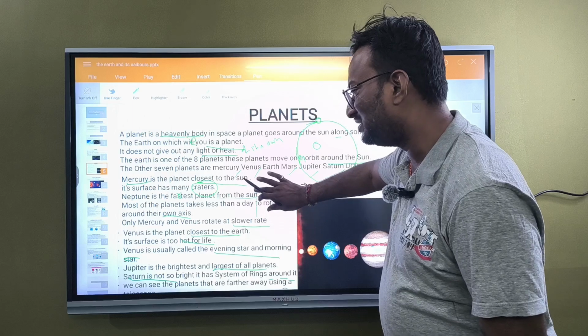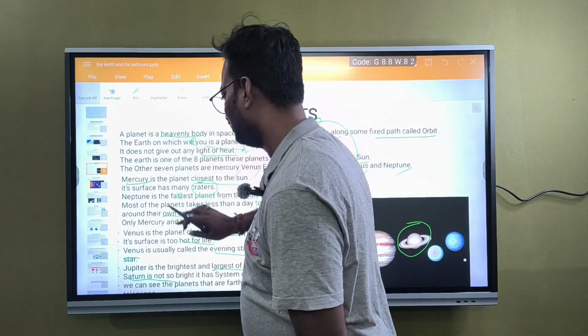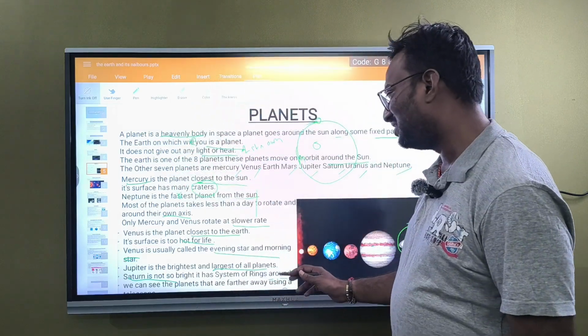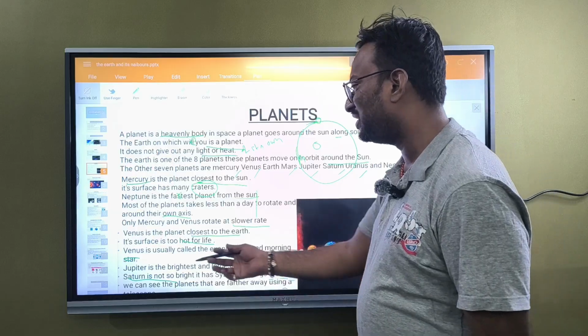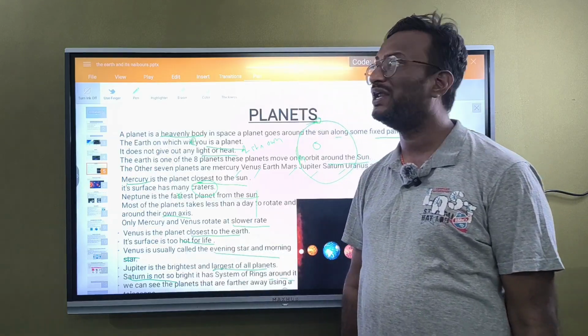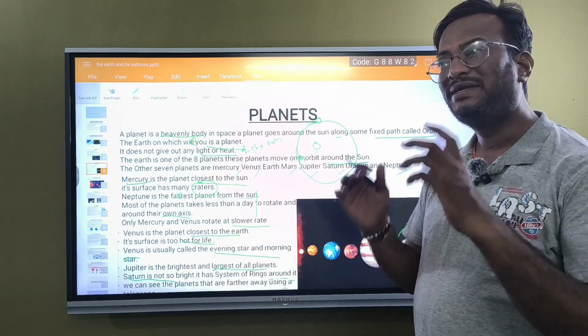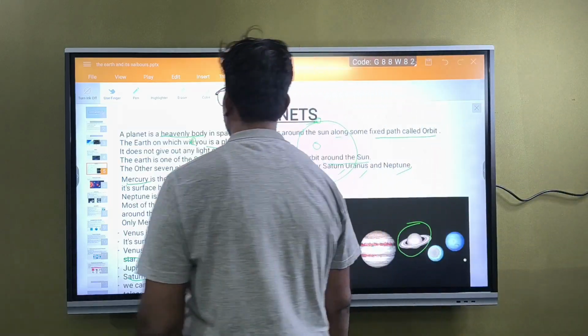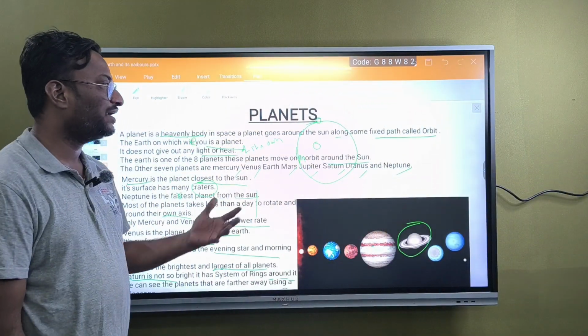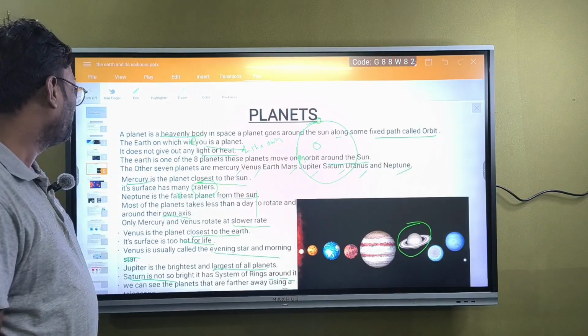Next, we can see the planets that are farther away using a telescope. How can you see a planet? You can see a planet by using what is known as a telescope. So likewise, we can learn about these particular planets.